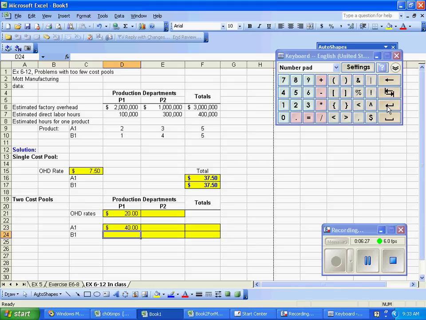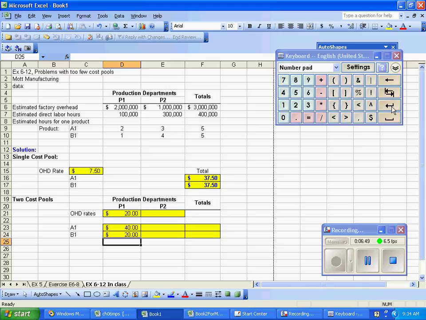All right. Now, Product B, how much time did Product B spend in Department number 1? 1. Okay, so that's going to be equal to 1 hour times my rate. Yes, question, Lauren. What was the logic behind dividing the $2 million by 100,000?